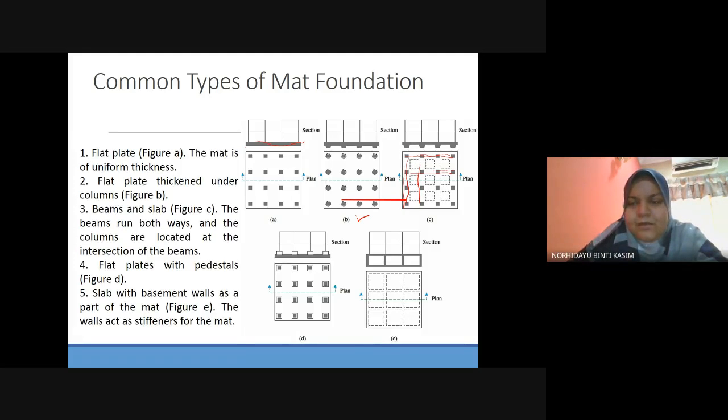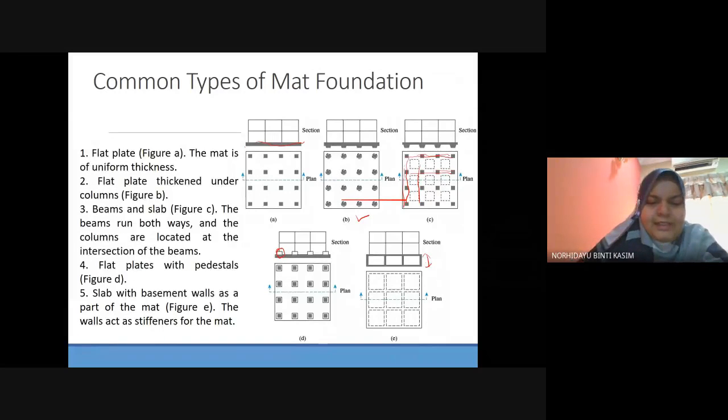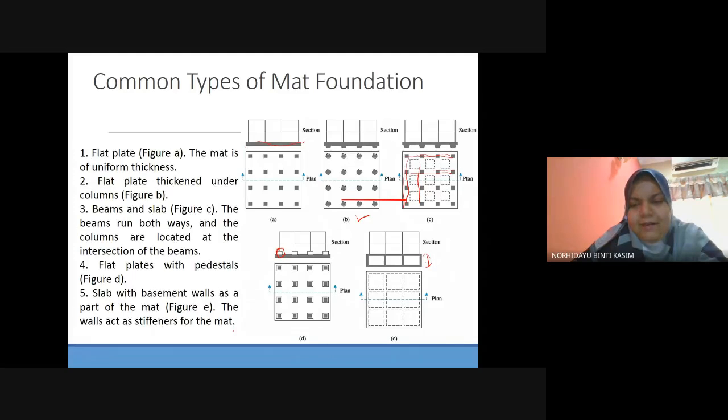Right, so this is a section view. This is a plan view, for a flat plate with pedestal. So this is the pedestal. Okay, and then slab with basement wall. So you can also have the basement, for the parking. The wall acts as a stiffener for the mat, so the wall here can act as a stiffener for the mat foundation.